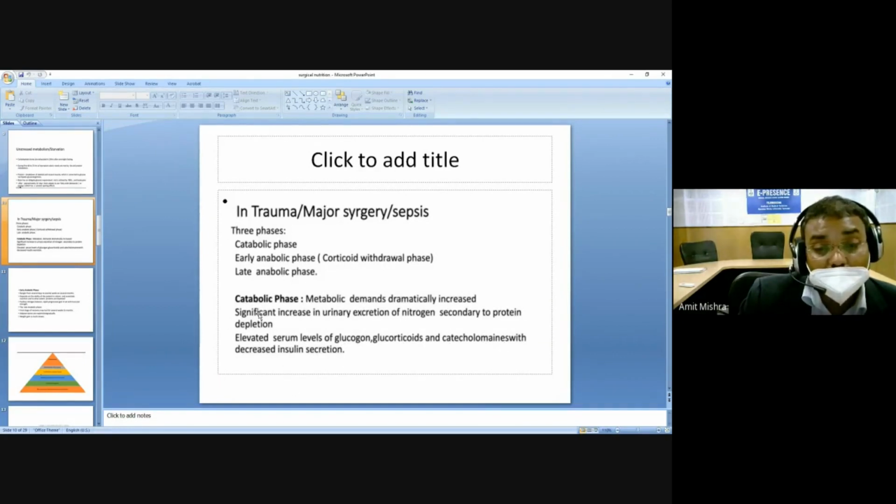We should know the early catabolic changes. In the catabolic phase, the first phase following major surgery, trauma, or localized sepsis, the metabolic demand increases, with a significant increase in urinary excretion of nitrogen secondary to protein depletion, and elevated serum glucagon, glucocorticoids, and catecholamines, with decreased insulin secretion.